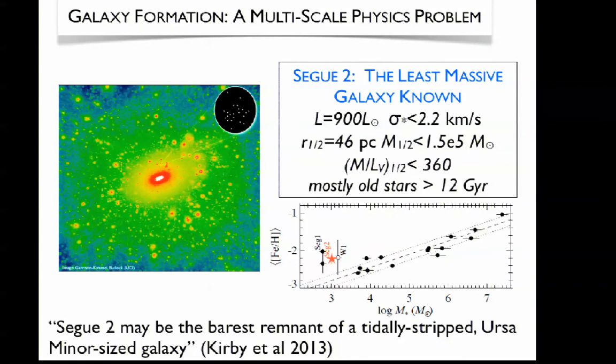If you look at the paper, the discovery paper says Segue 2 may be the remnant of a tidally stripped bigger system. We would like to simulate some of these systems here. You need to resolve their stellar core, 50 parsec or so, out of cosmological simulations. That's what we can do today.